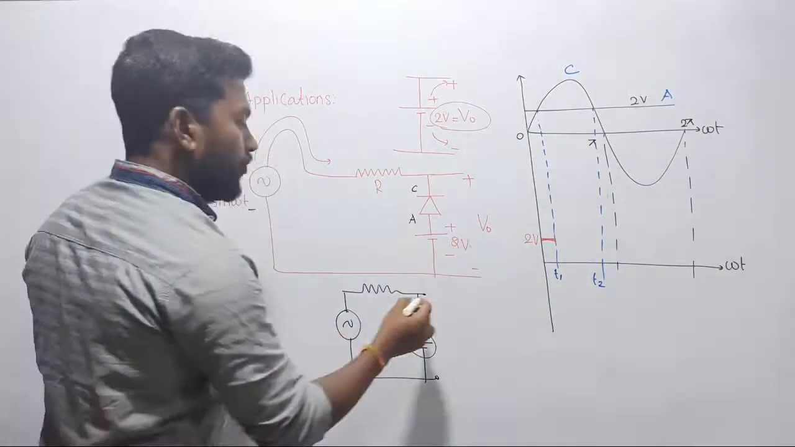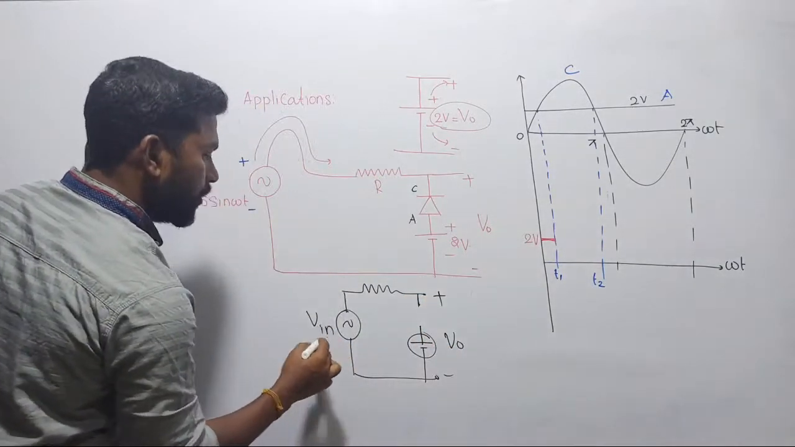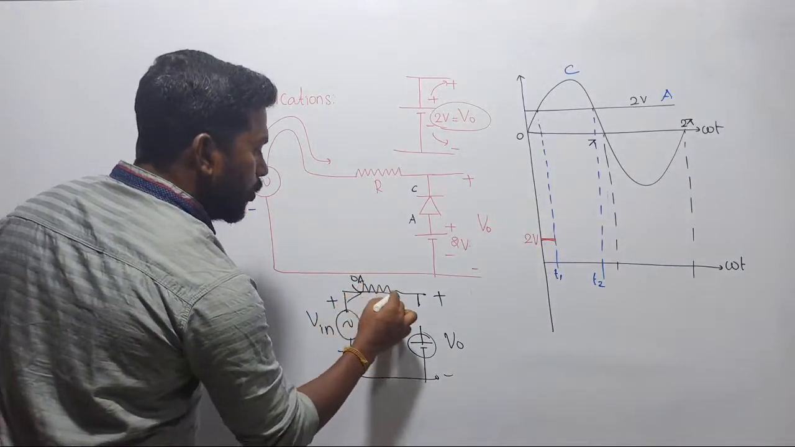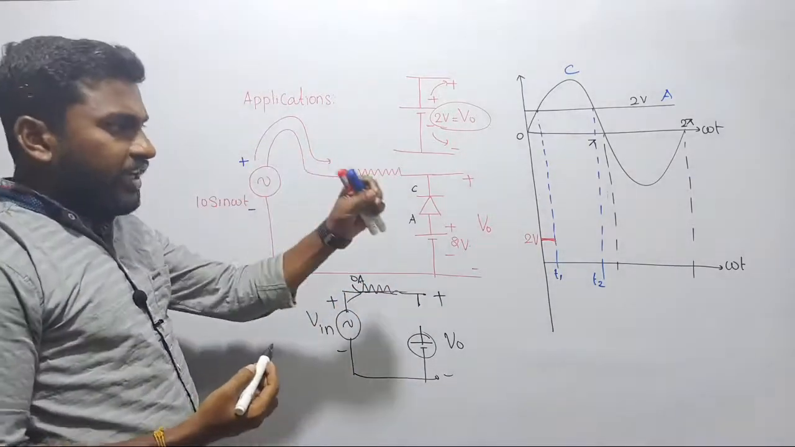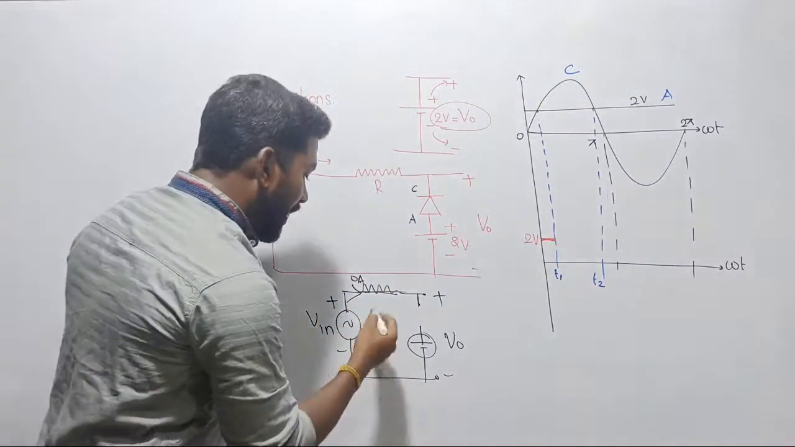Under this situation, if you observe the output voltage V0, this is going to be Vin plus or minus. The current drawn from the supply is 0, so there is no voltage drop across the resistor, because V is equal to I into R. I is 0, so there is no drop across the resistor. If you apply KVL, then what will you get?